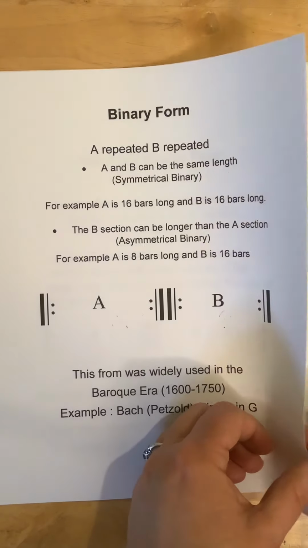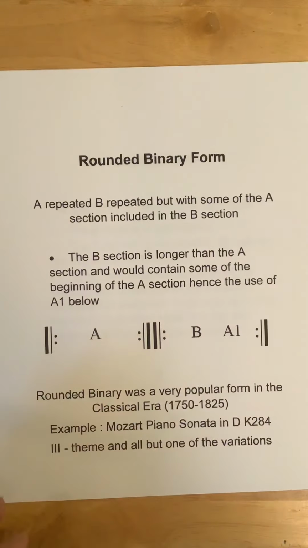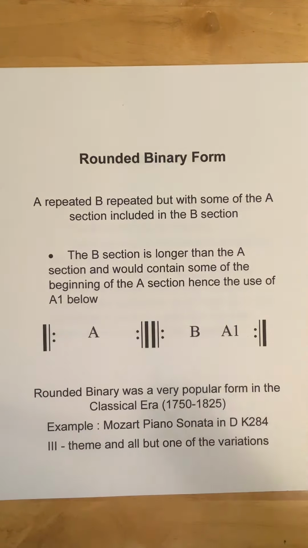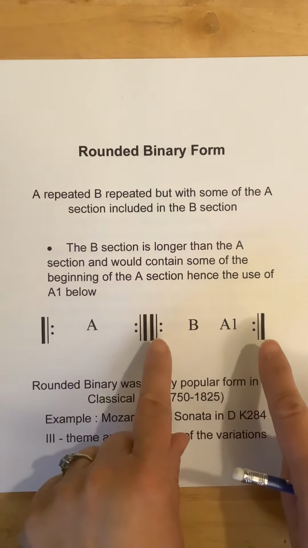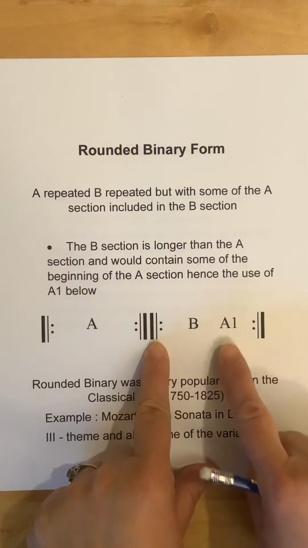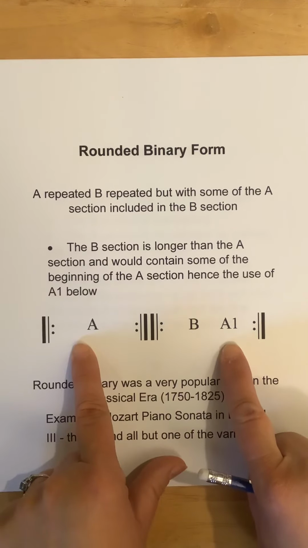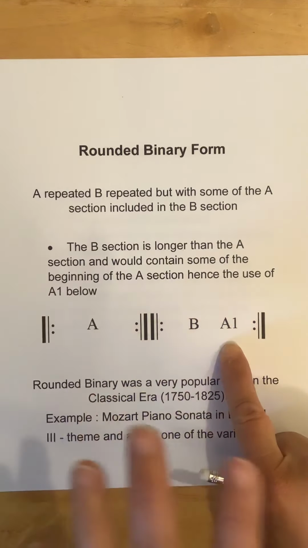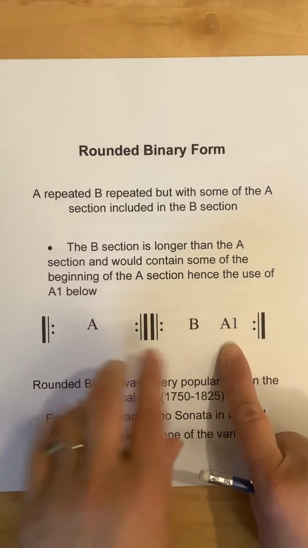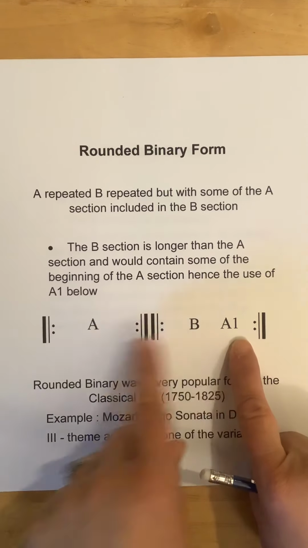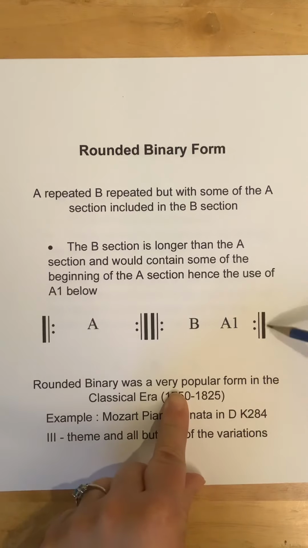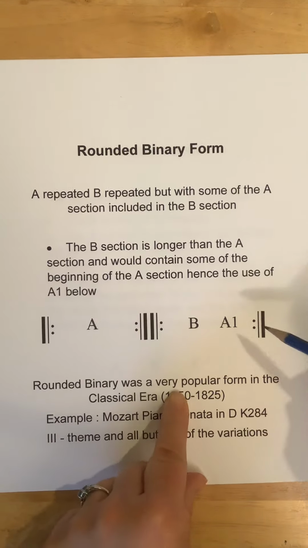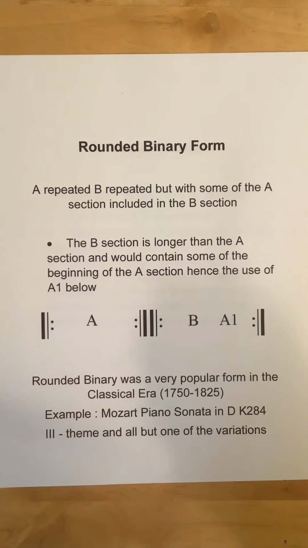Now we get into rounded binary form, and this is where people get a little confused. A is repeated, but within the B section, which is also repeated, there is a part of A. Not usually all of A. Let's say A is 8 bars long. This A1, that's why there's a 1 there, might be about 4 bars. It'll often end in a different cadence, so it won't necessarily be exactly the same notes, but it'll be mostly the same notes.